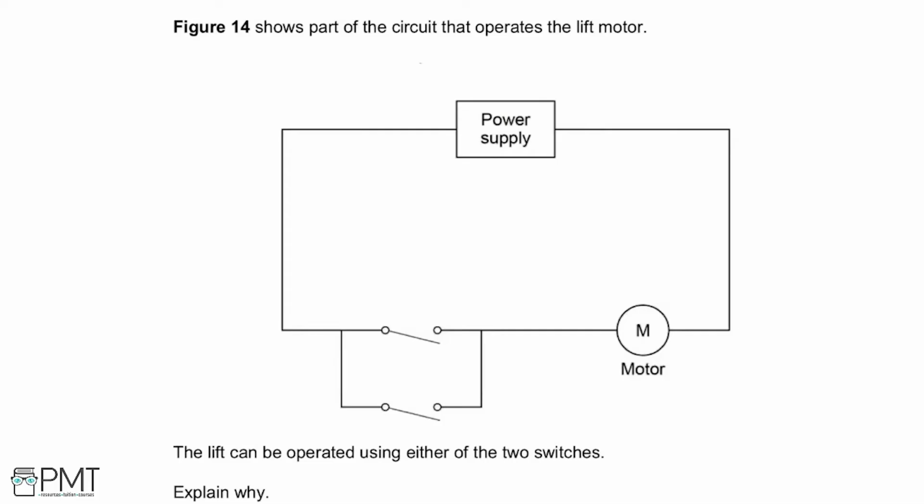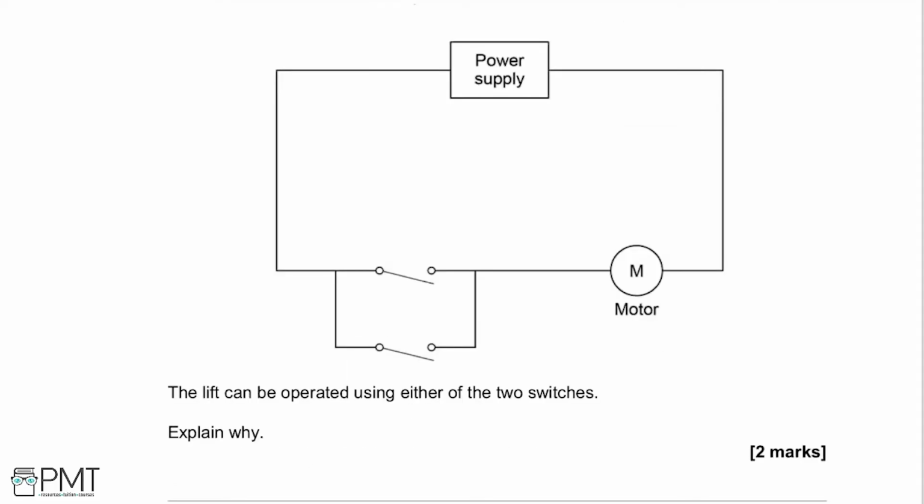Figure 14 shows part of the circuit that operates the lift motor. The lift can be operated using either of the 2 switches. Explain why. First of all, our 2 switches are here and here, so that's what we're looking at. We can see that these 2 switches are in parallel, and just a brief explanation of what parallel means.